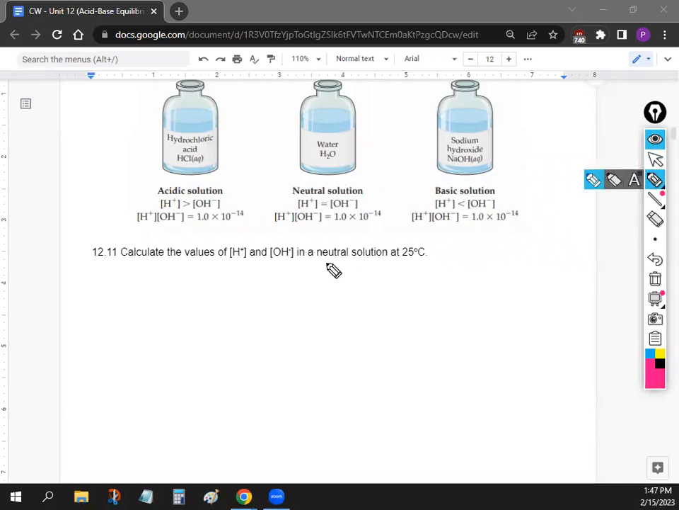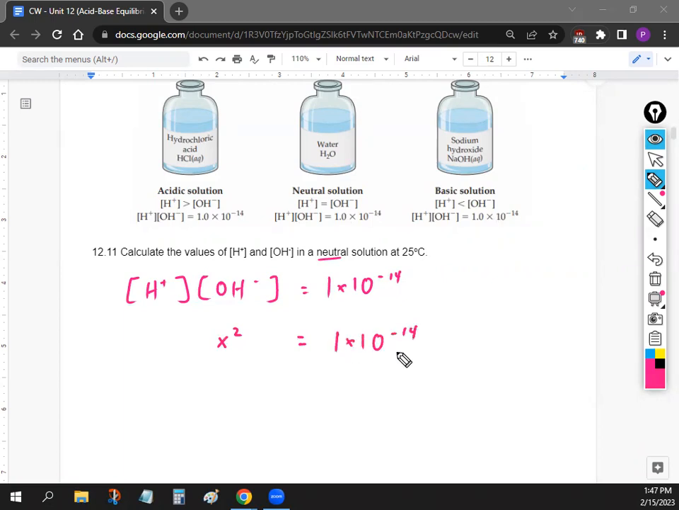Okay, so it says that the values of H plus and OH minus in a neutral solution have to be equal to each other, right? So we're basically going to be using this equation, H plus times OH minus is equal to 1 times 10 to the negative 14. Now, if they are equal to one another, we can just represent them with the same variable. So x times x, so we get x squared. Right, and if you just want to find the answer, just find the square root of both sides. X is going to equal 1 times 10 to the negative 7.